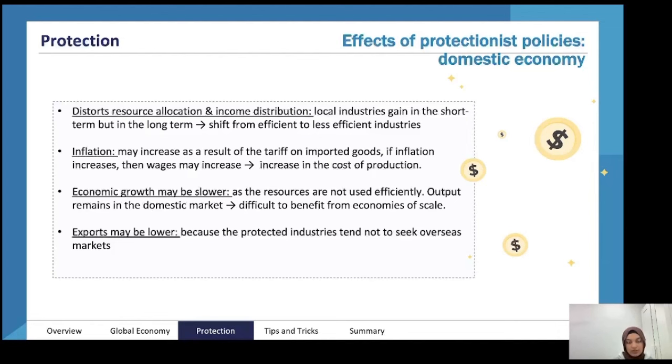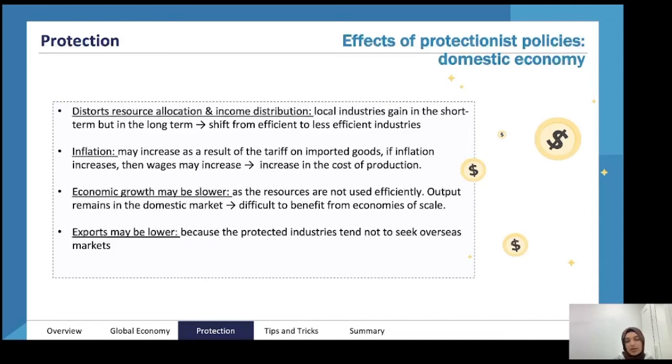We then have inflation, which may increase as a result of the tariff on imported goods. So if inflation increases, then wages may increase as well, and that is an increase in the cost of production as well. So this idea that tariffs actually raise the prices, because foreign producers won't just take the cost on the chin, they'll just pass it on. So for example, when we went through that $15 product with a $2 tariff, they'll just pass that on and then sell the good with the additional $2 tariff.